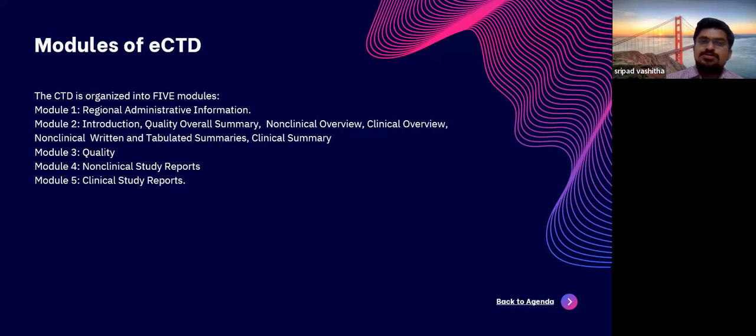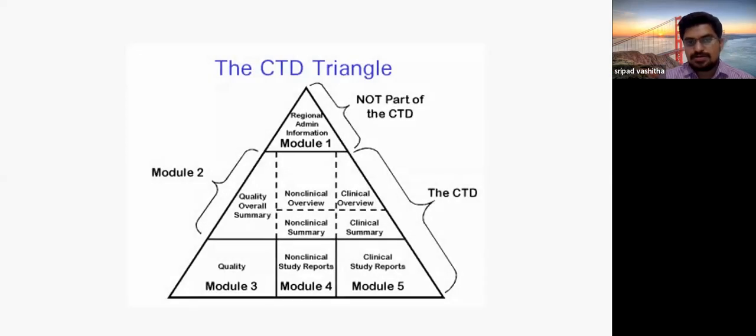And then module 3 is quality. When it comes to quality, it will have your developmental plan, your data for the API, the excipients which were used, and your test reports. Everything will be under quality. Non-clinical study reports, the non-clinical data, and the clinical data will be modules 4 and 5. So this is how the CTD triangle is generally represented.